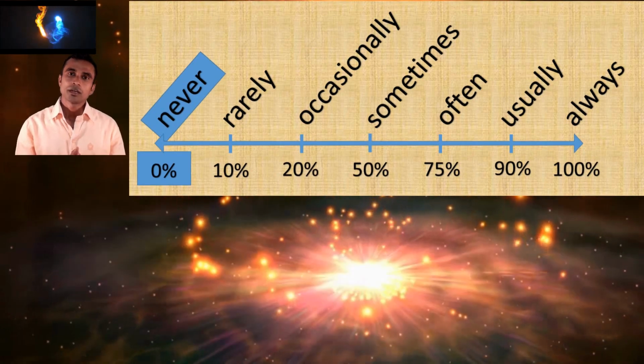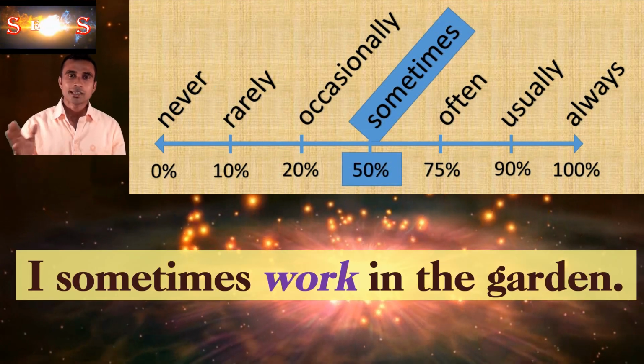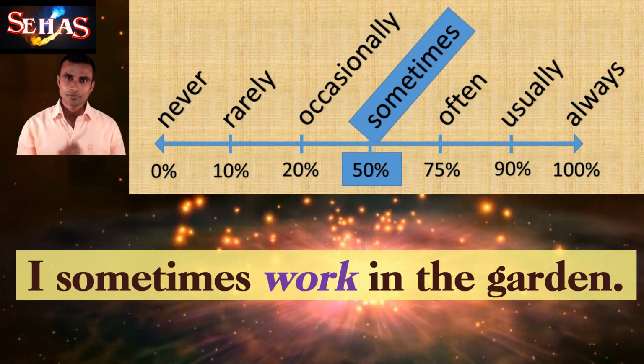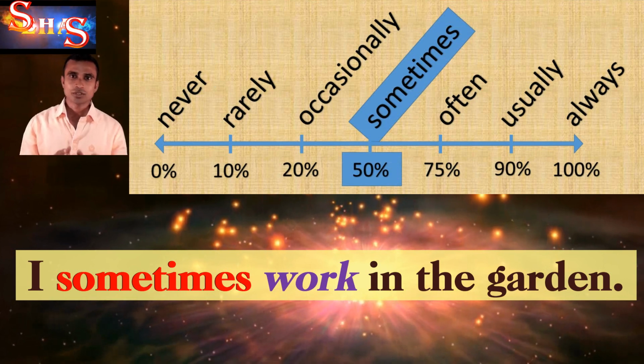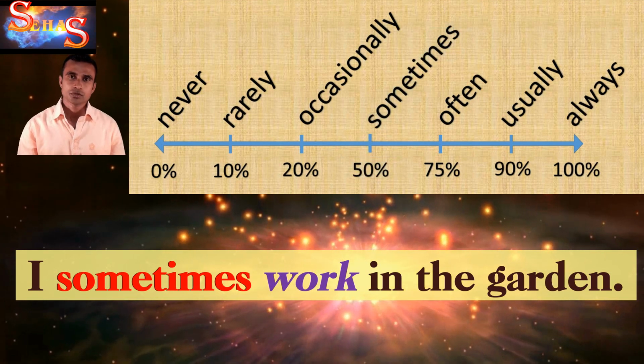And also, if I say sometimes, I sometimes work in the garden. The frequency of that action is 50-50, in the middle for sure. So frequency adverbs are used to tell us how often a particular action happens, right? Likewise. Now let's move on to the next usage of simple present tense.